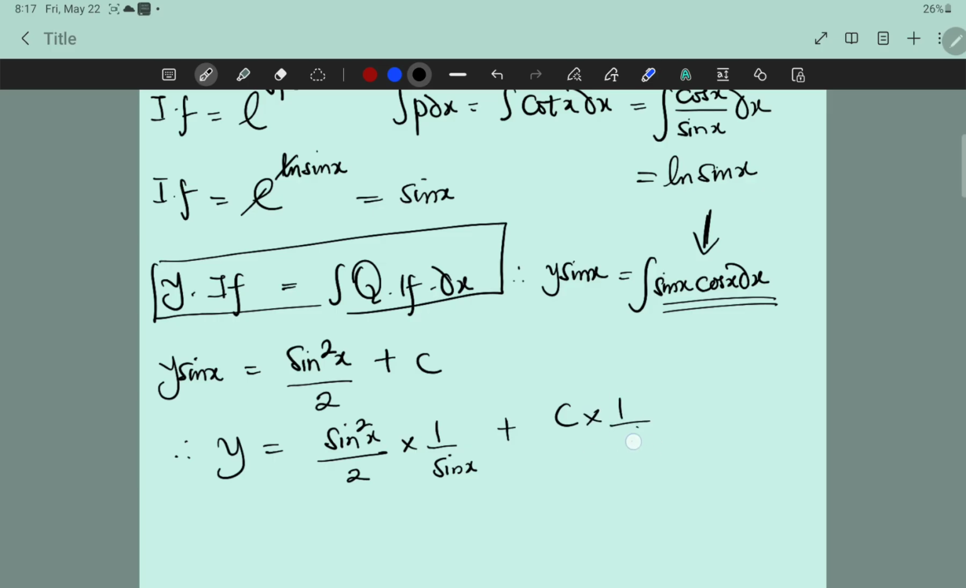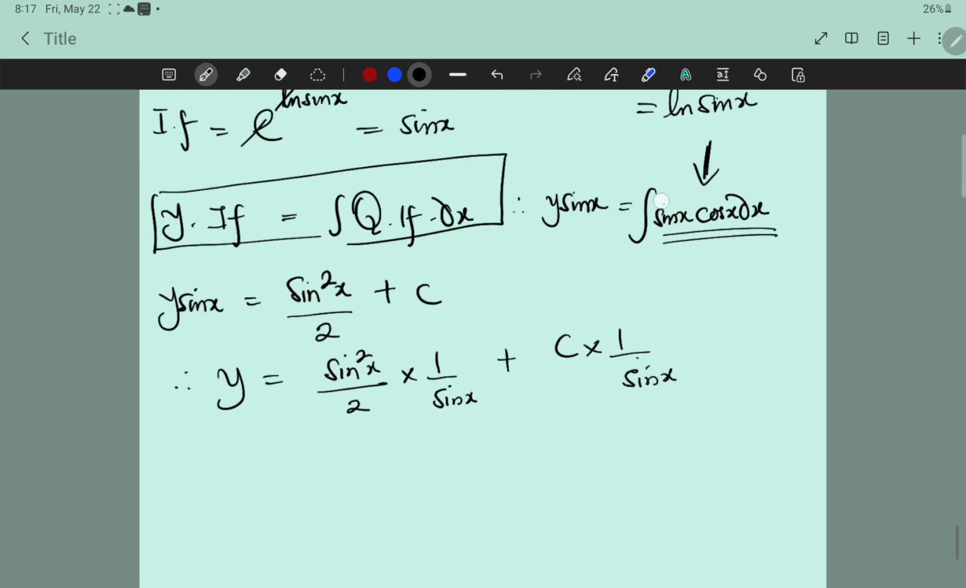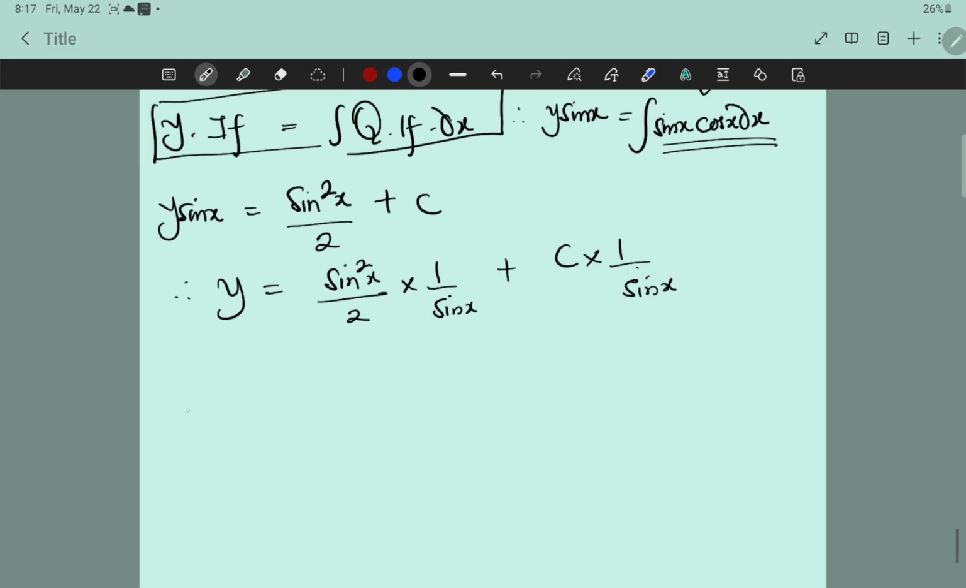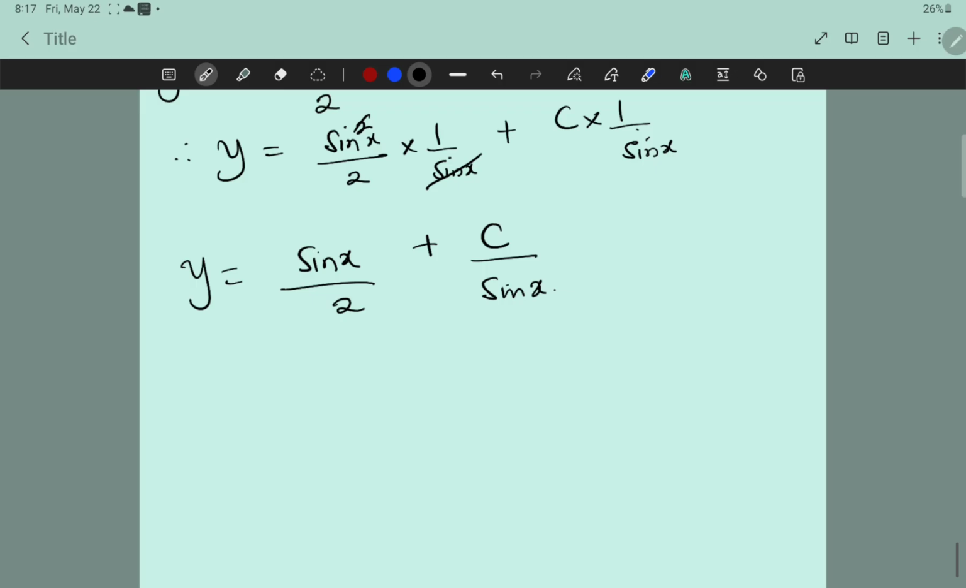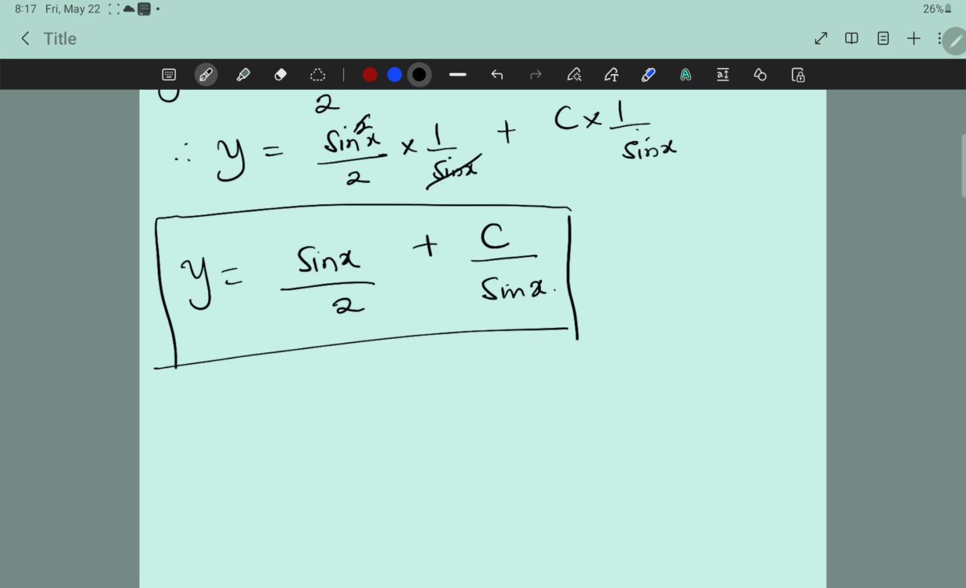So it's just that we are dividing both sides by sine x. So our y is equal to sine x over 2, because this will cancel one of these, plus c over sine x. Did you see that? That is our answer. Is that okay? So all these are methods we use when we are dealing with linear equations. Is that okay? All right.